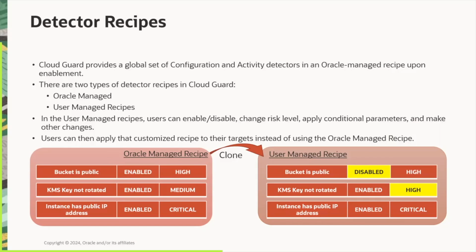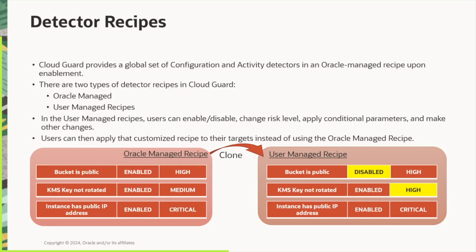So by default, when you enable the Oracle CloudGuard, what you get is the Oracle managed recipes. And the Oracle managed recipes give you a certain set of standards for how these rules are to be, and what should be the priority of each of these rules, and what should be the severity levels of each of these problems which we identify in the CloudGuard.